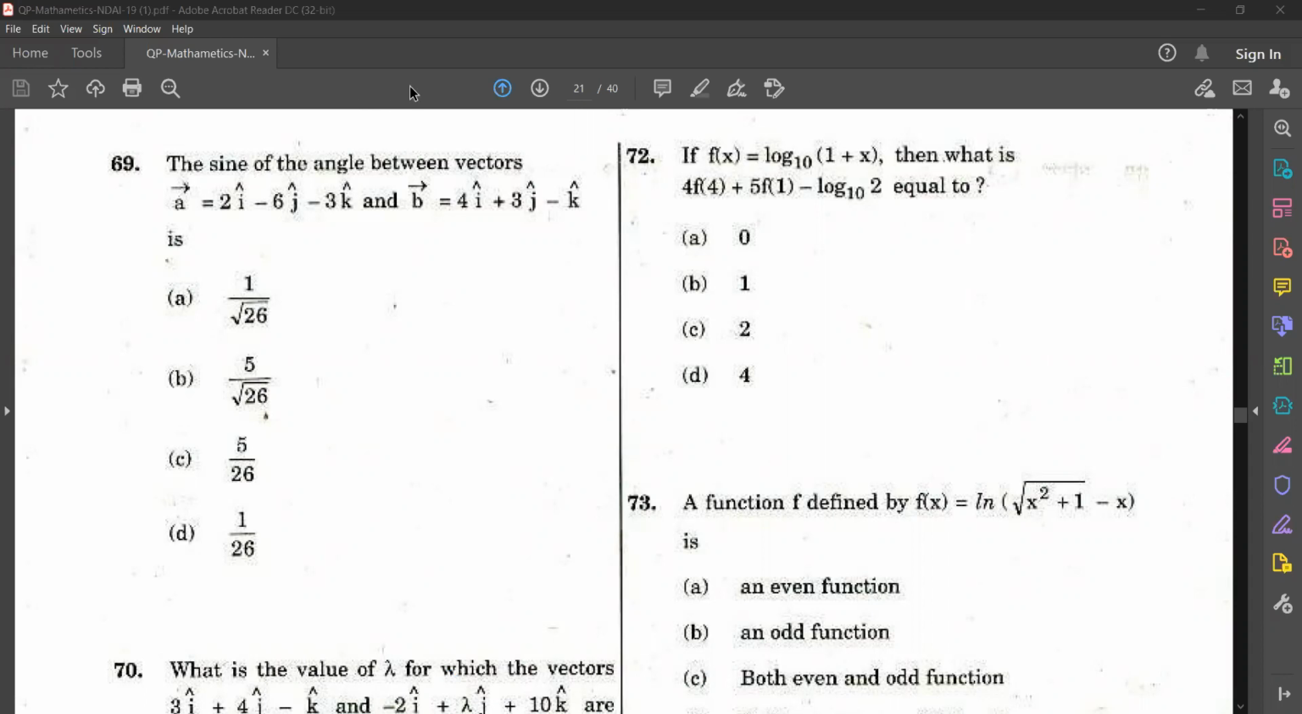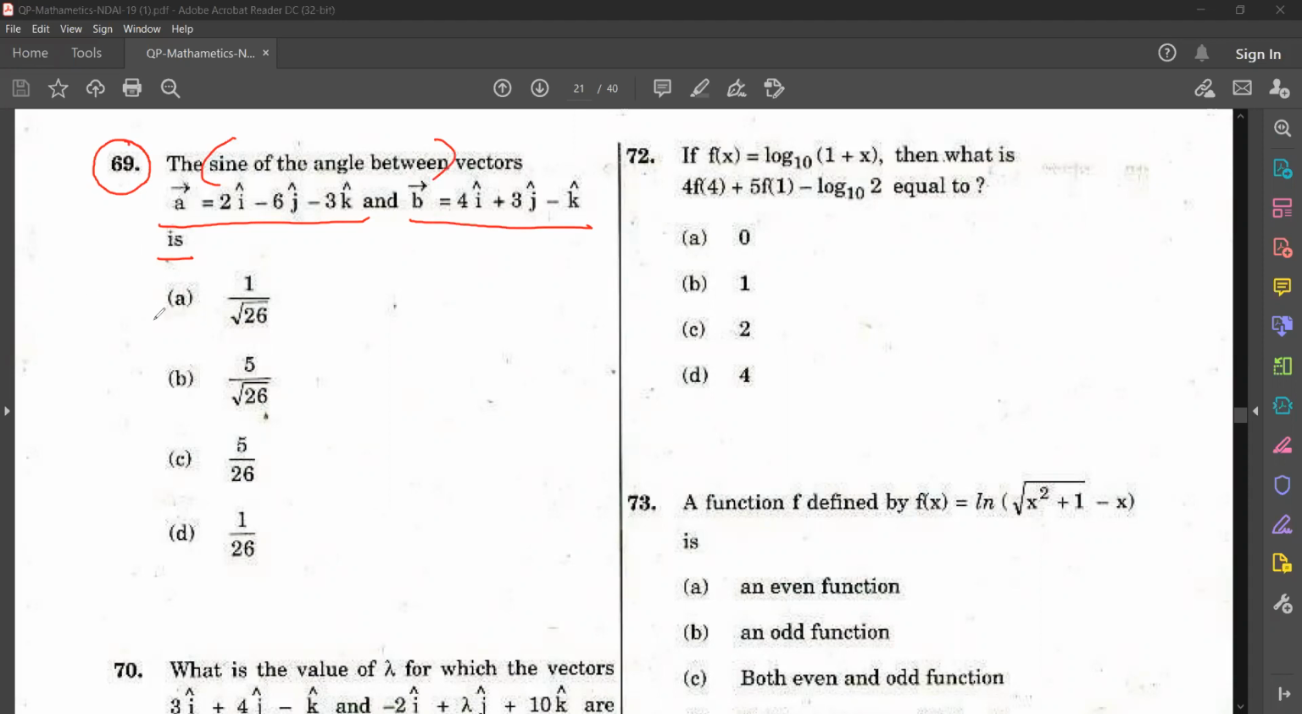Question number 69. Read it. The sine of the angle between vectors A equal to 2i cap minus 6j cap minus 3k cap and B equal to 4i cap plus 3j cap minus k cap is. You have to find the sine of the angle between these two vectors.